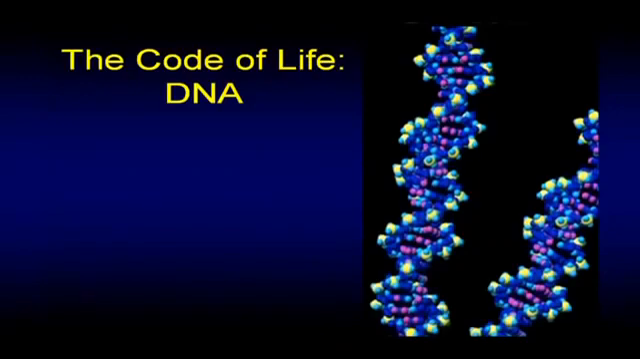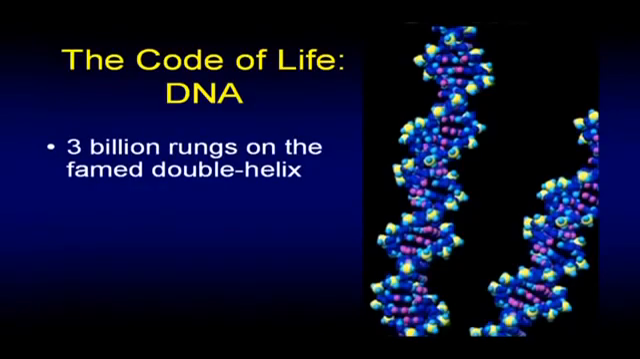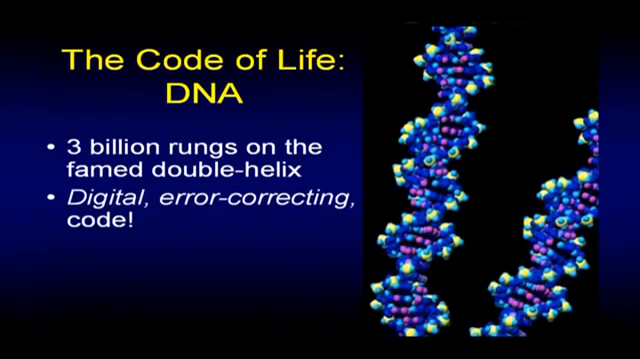Let's skip a whole bunch of other examples and go to the most elegant example I can find, and that's our DNA, the code of life itself. There are 3 billion rungs on the famous double helix of our DNA. And the code that's involved is a digital error-correcting code. Now, there's probably not one engineer in a dozen that can design an error-detecting code properly. There are certainly a lot fewer that can design a code that automatically corrects its own errors. There are such codes, by the way.